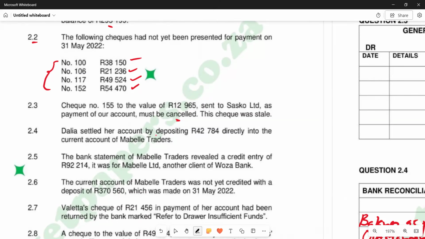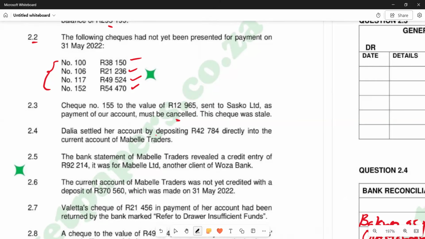So we go to the next one, which is saying Dalia settled their account by depositing 42,784 directly into the current account of Barbary Traders. So what does it mean? It means this was directly deposited into the account. So it's there on the credit side of the bank statement and it's correct, it should be there. But the only thing is that the journals didn't capture that. So when we are now updating the journals, that's when you're going to include the 42,784. So we leave this one.